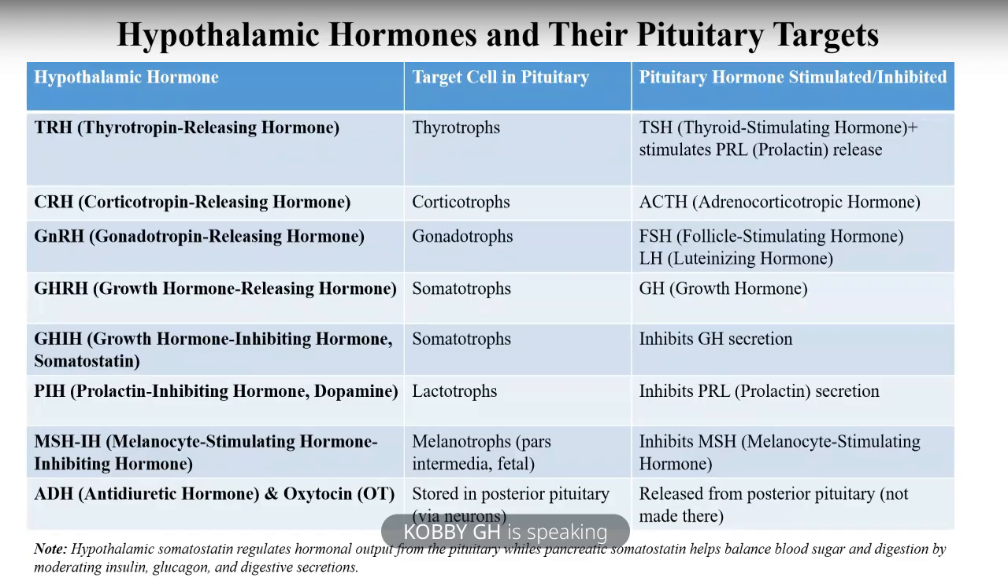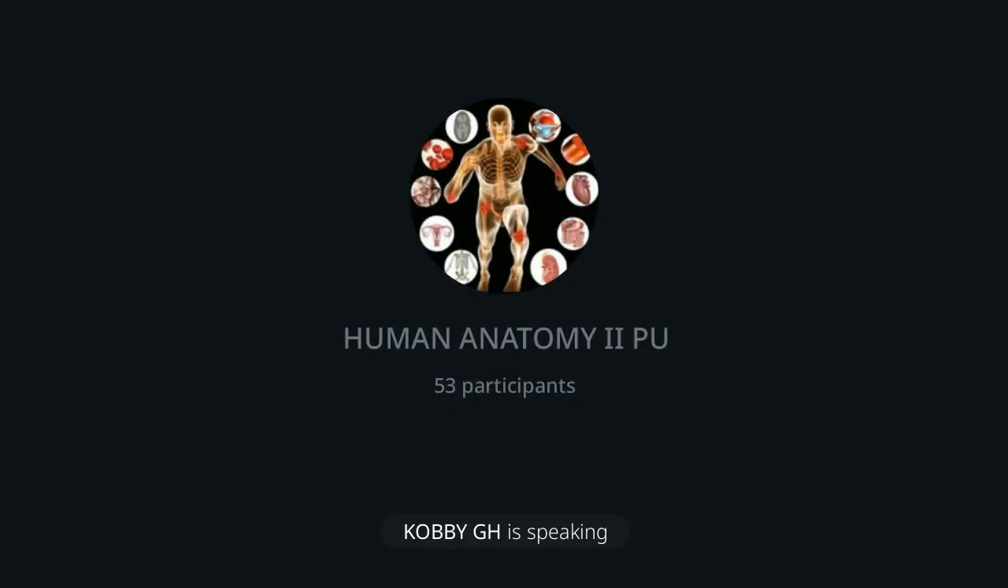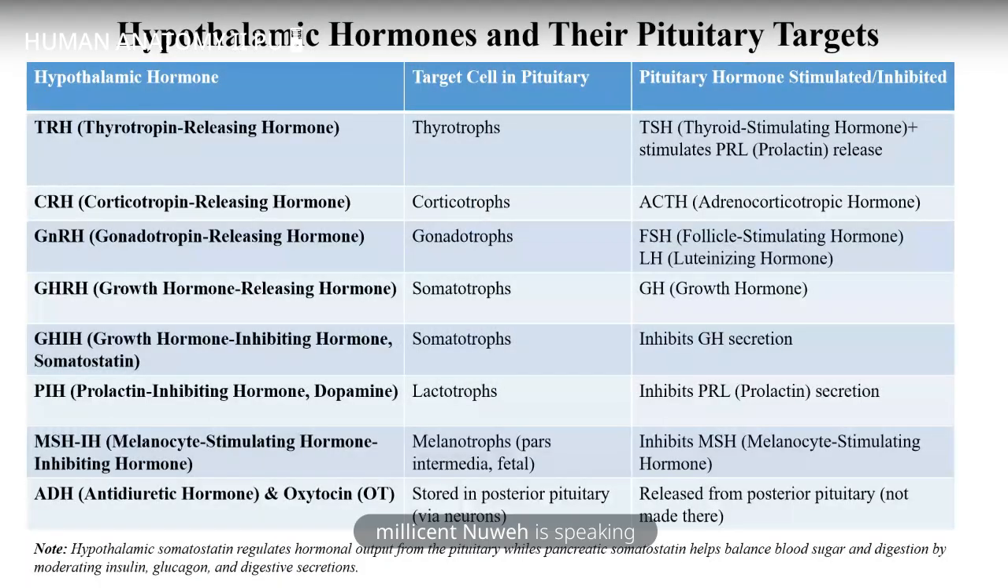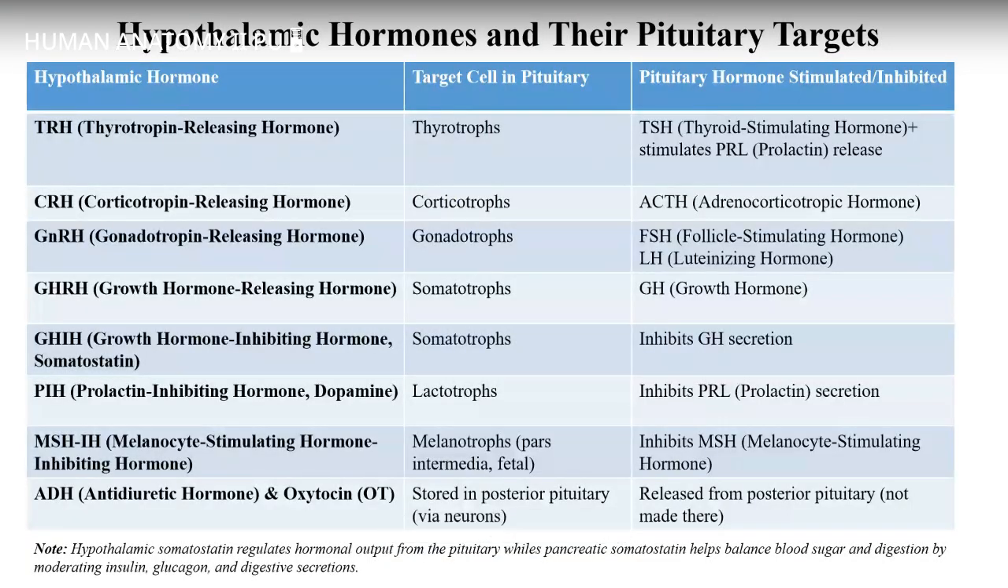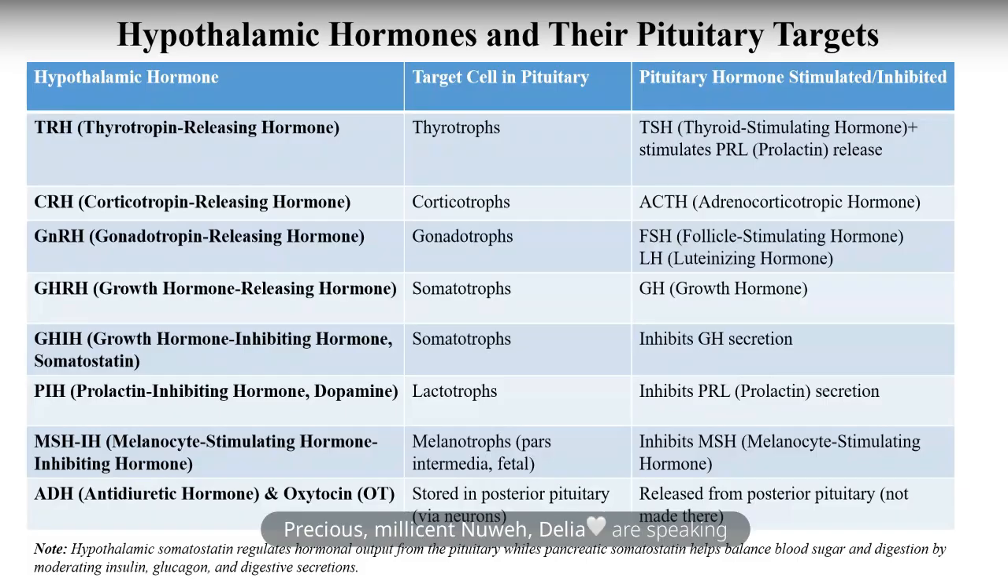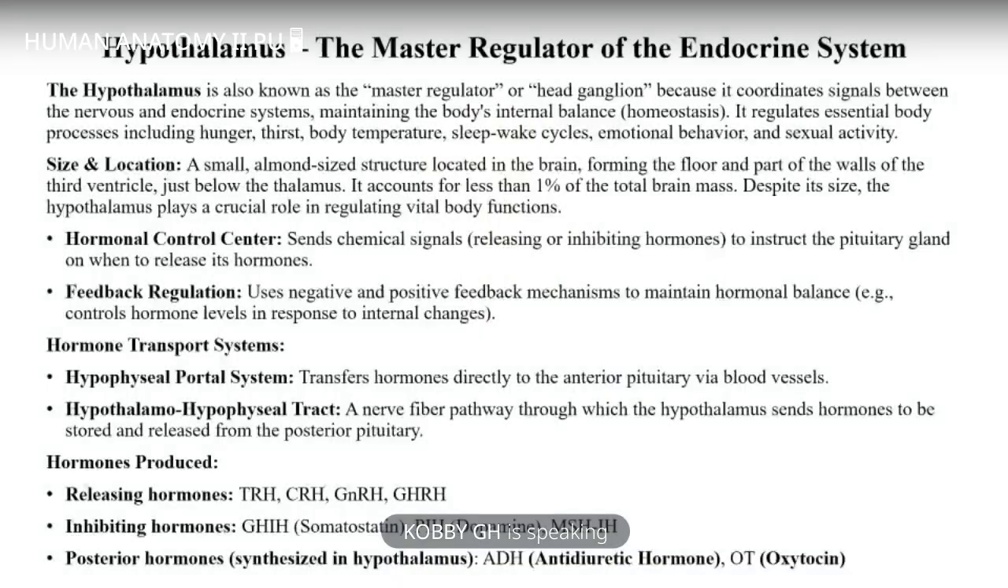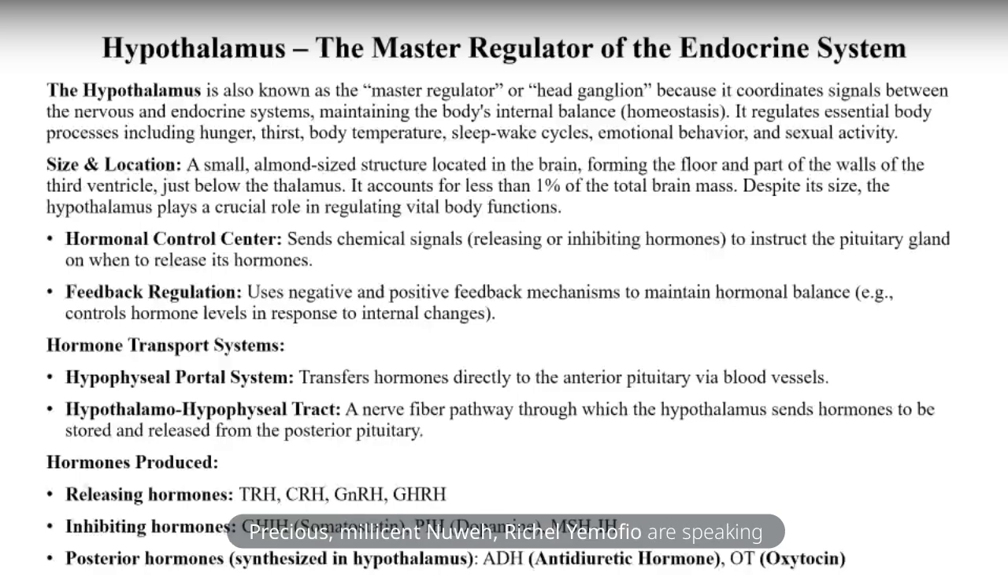Which gland releases corticotropin releasing hormone? The hypothalamus. Which gland produces corticotropin releasing hormone? The same hypothalamus. Which gland produces gonadotropin releasing hormone? The hypothalamus. Excellent. Which gland releases gonadotropin releasing hormone? The hypothalamus.